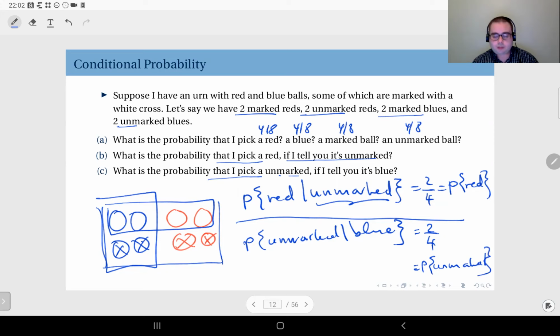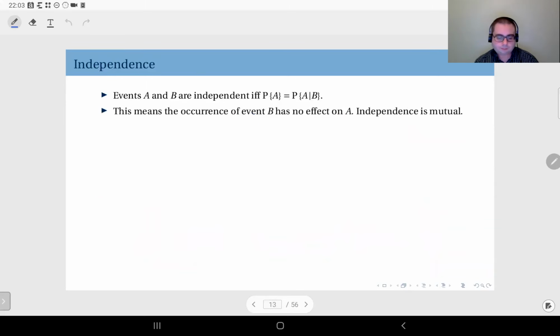So what do we see here? This information that the ball I pick is unmarked does not change the probability assignment you select for the red ball, the red outcome. Similarly, the information that the ball is blue does not change your probability assignment to the outcome of an unmarked ball. So this we call independence.